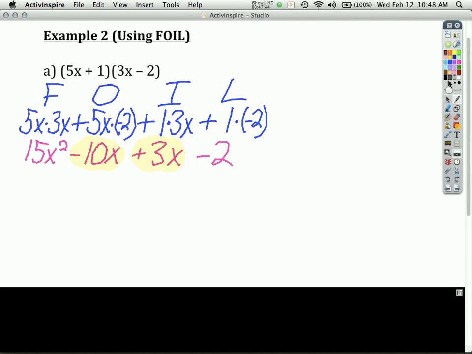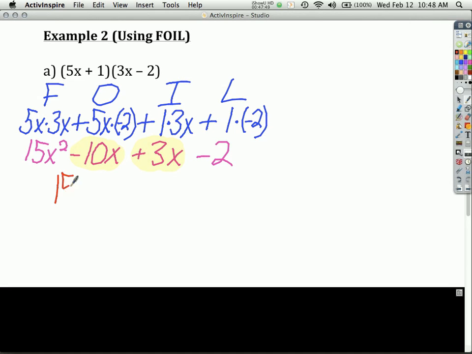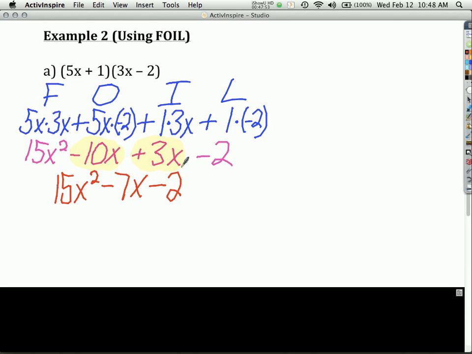So now just simplify anything that needs to be simplified. We're going to combine the like terms, and we get 15x squared minus 7x minus 2, and that is the result of multiplying the two binomials. Comments, questions, and concerns? Good, we're doing very well so far. Any comments and questions? Because now I'm going to jack up the complexity quite a bit.